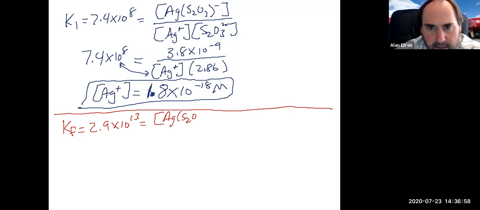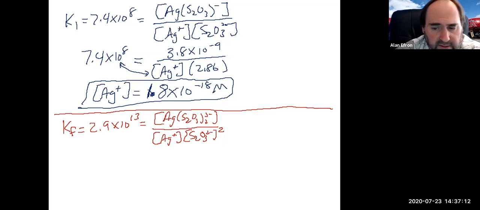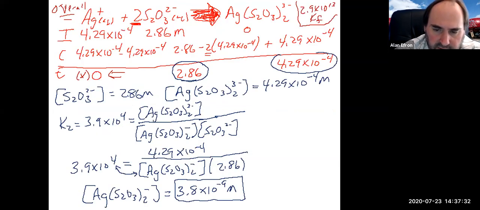Okay, so we're going to take our overall reaction and write our expression, which would be our complex ion, divided by the silver concentration times the S2O3 2-, and because it's the overall reaction, we do need to square it from the coefficient that's there. And again, just like we did in the first problem, we can basically call silver X. So we would end up with 2.9 times 10 to the 13 equals our 4.29 times 10 to the minus 4. I'm getting that number from our original overall reaction table here. And I'm going to use the 2.86 for the other guy.